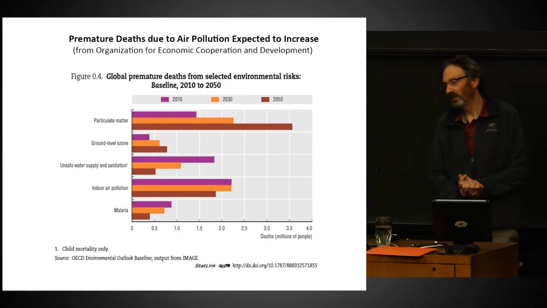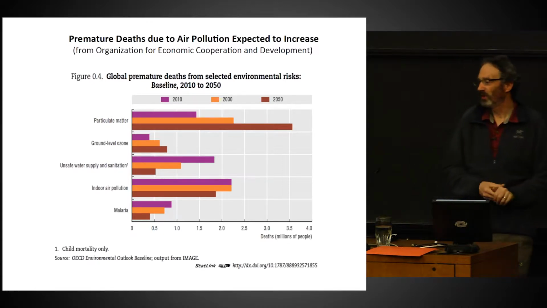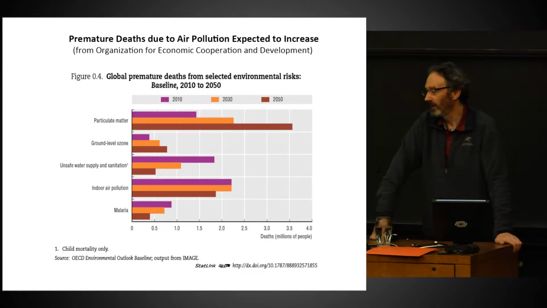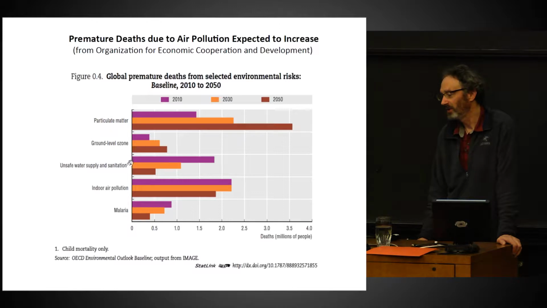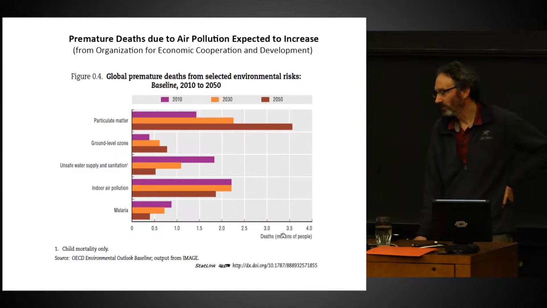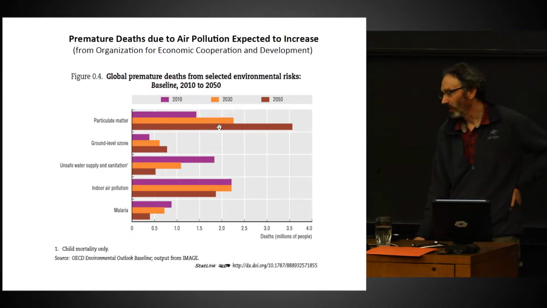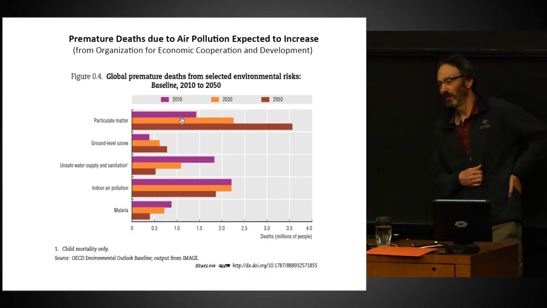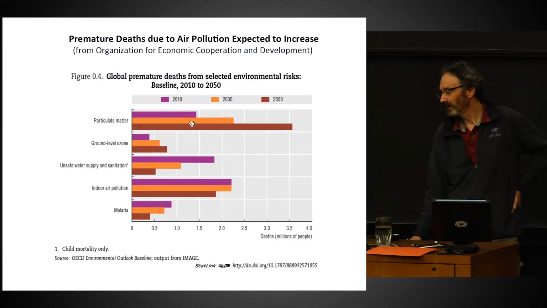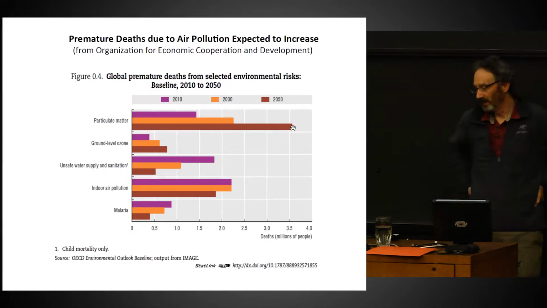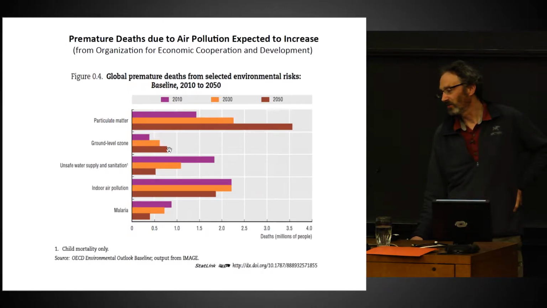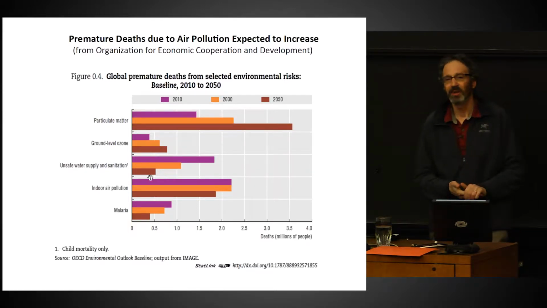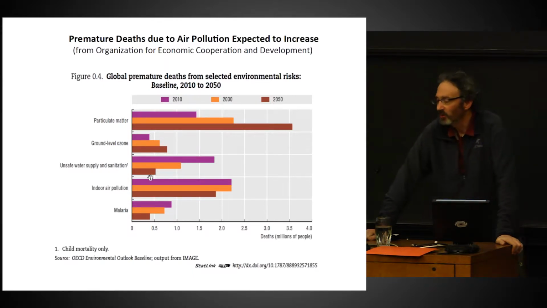Okay, this is meant to get worse. So this is from the OECD, Organization for Economic Cooperation and Development, and it shows a number of environmental risks. Aerosols or particulate matter up here, ozone, unsafe water and sanitation, indoor air pollution, and malaria. And it shows how many millions of people die or are projected to die in 2010, the purple, 2030, and 2050 due to each of these environmental risks. So we can see in 2010, particulate matter kills about 1.5 million, and is projected by 2050 to kill 3.5 million worldwide. Ozone, according to the study, is also projected, the deaths are expected to increase, whereas for some other causes, unsafe water, sanitation, indoor air pollution, malaria, the deaths are expected to decrease in the future.